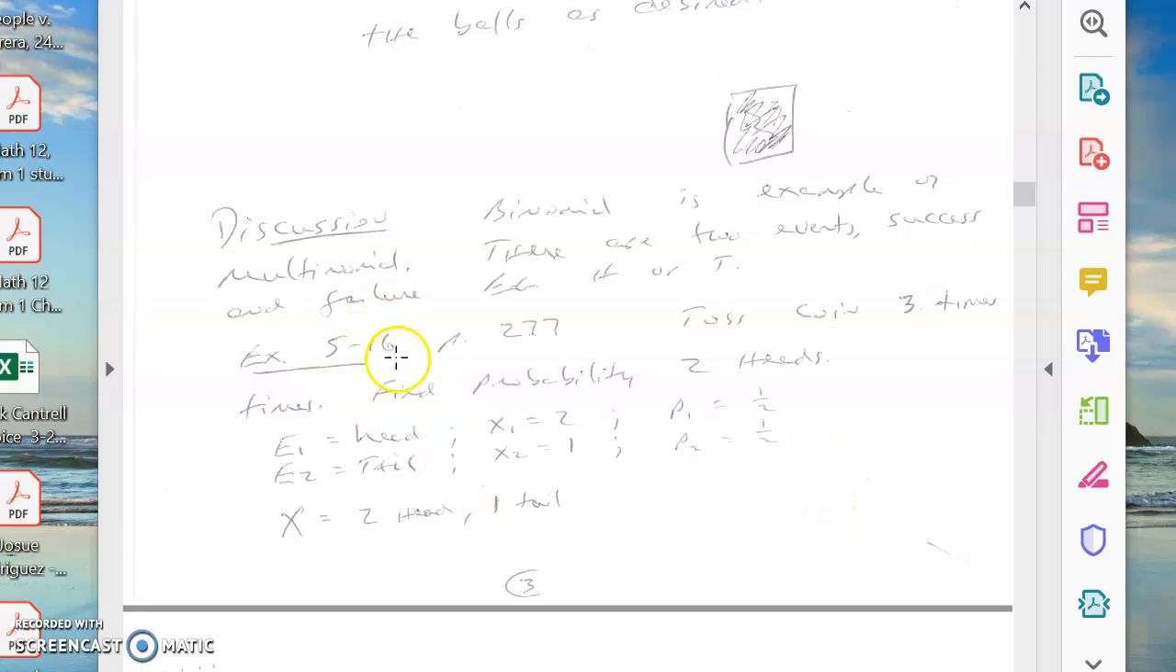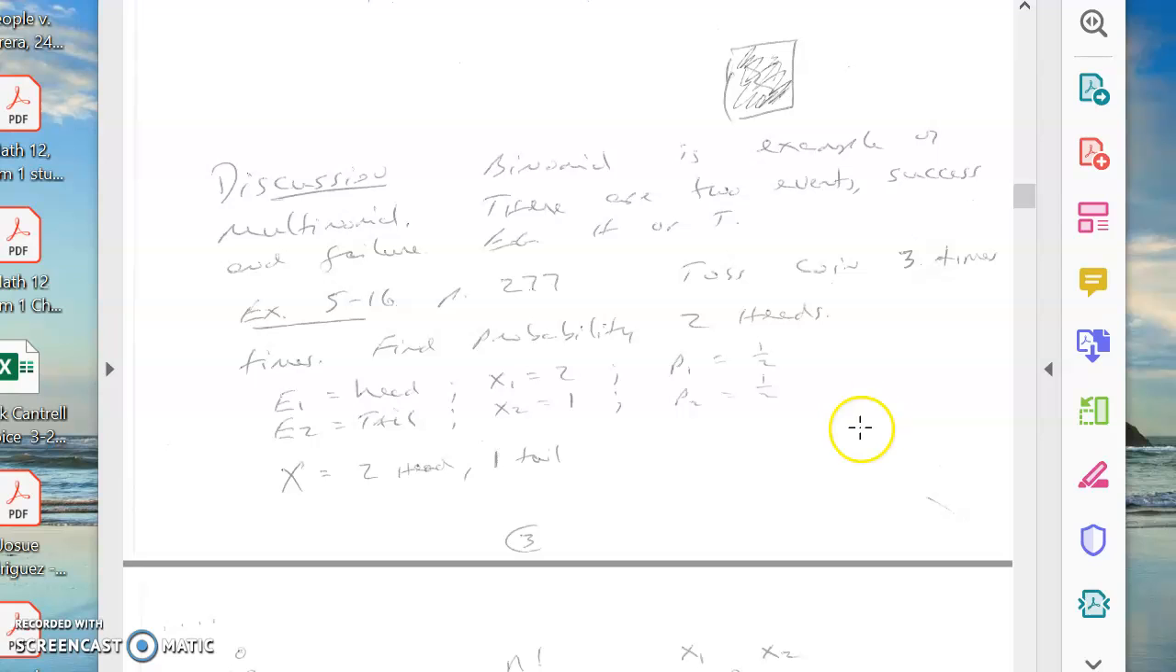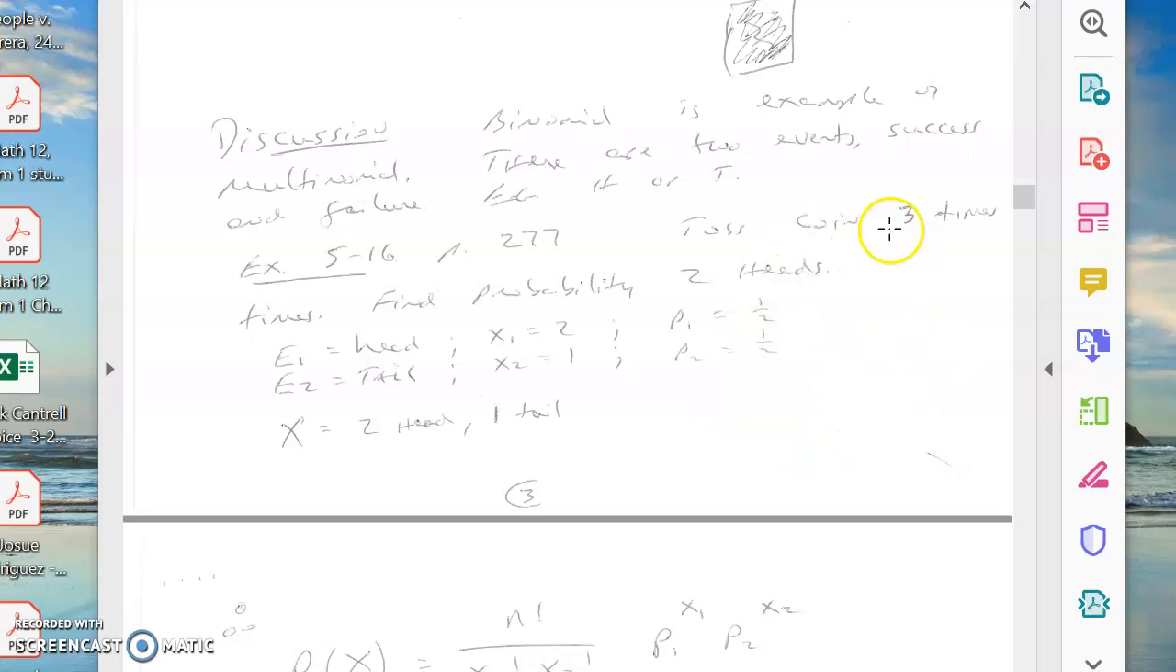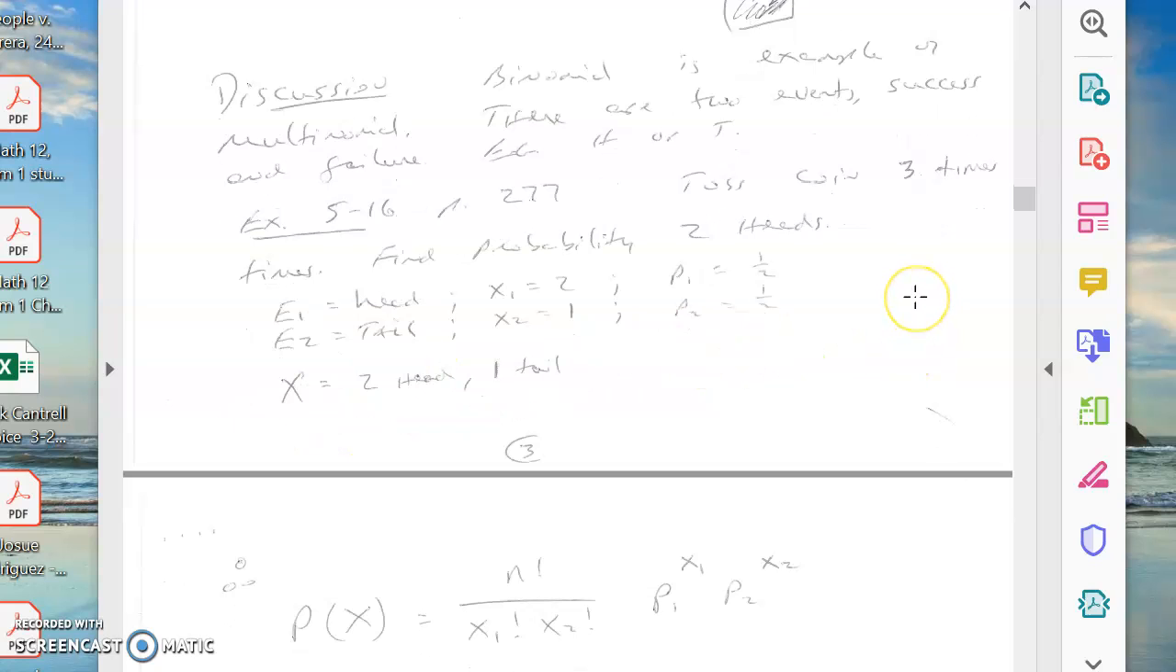So this is example 516 from page 277. We did it back then using the binomial distribution. Let's see if we can get the same answer here. So we toss the coin 3 times, find the probability of 2 heads. So event 1 is a head, event 2 is a tail, x sub 1 is 2, x sub 2 is 1. The probability of this guy here is 1/2. Probability of this guy here is 1/2. Each one of those, the probability of getting a head is 1/2.